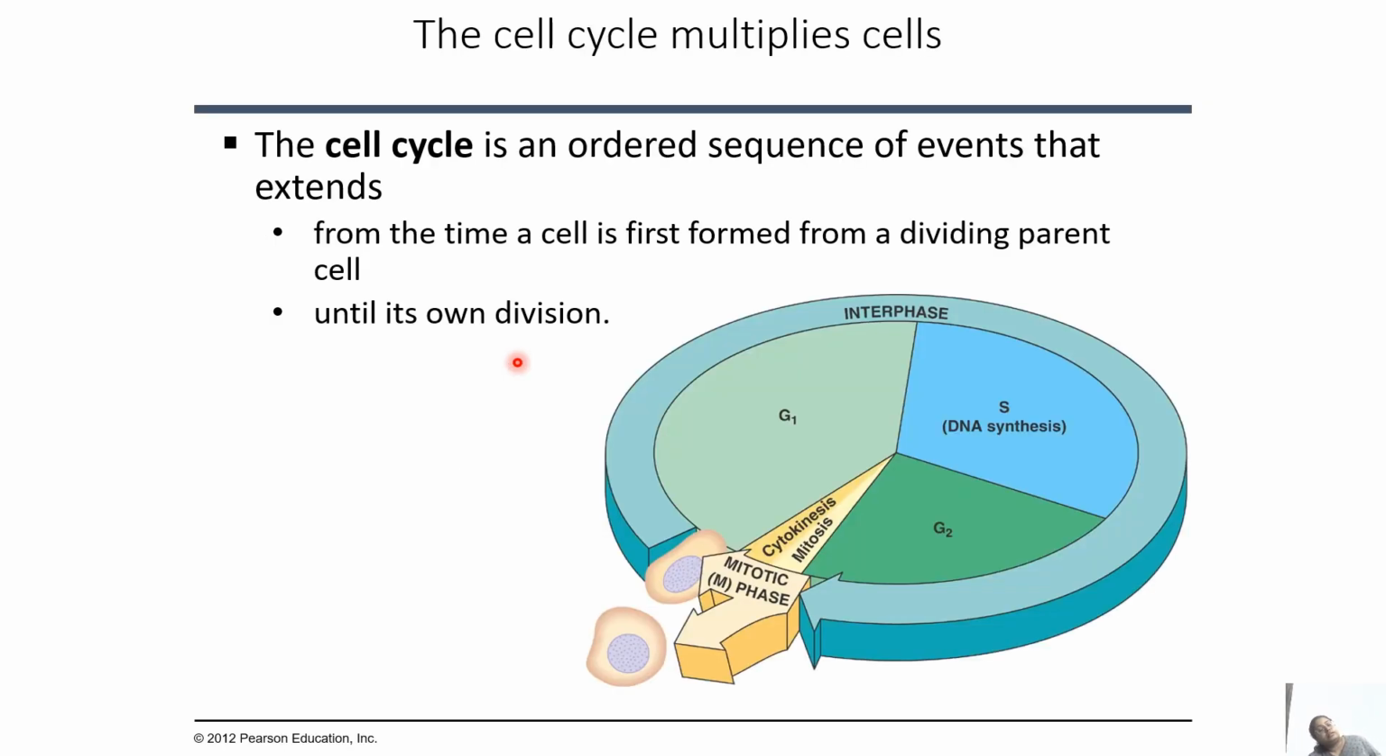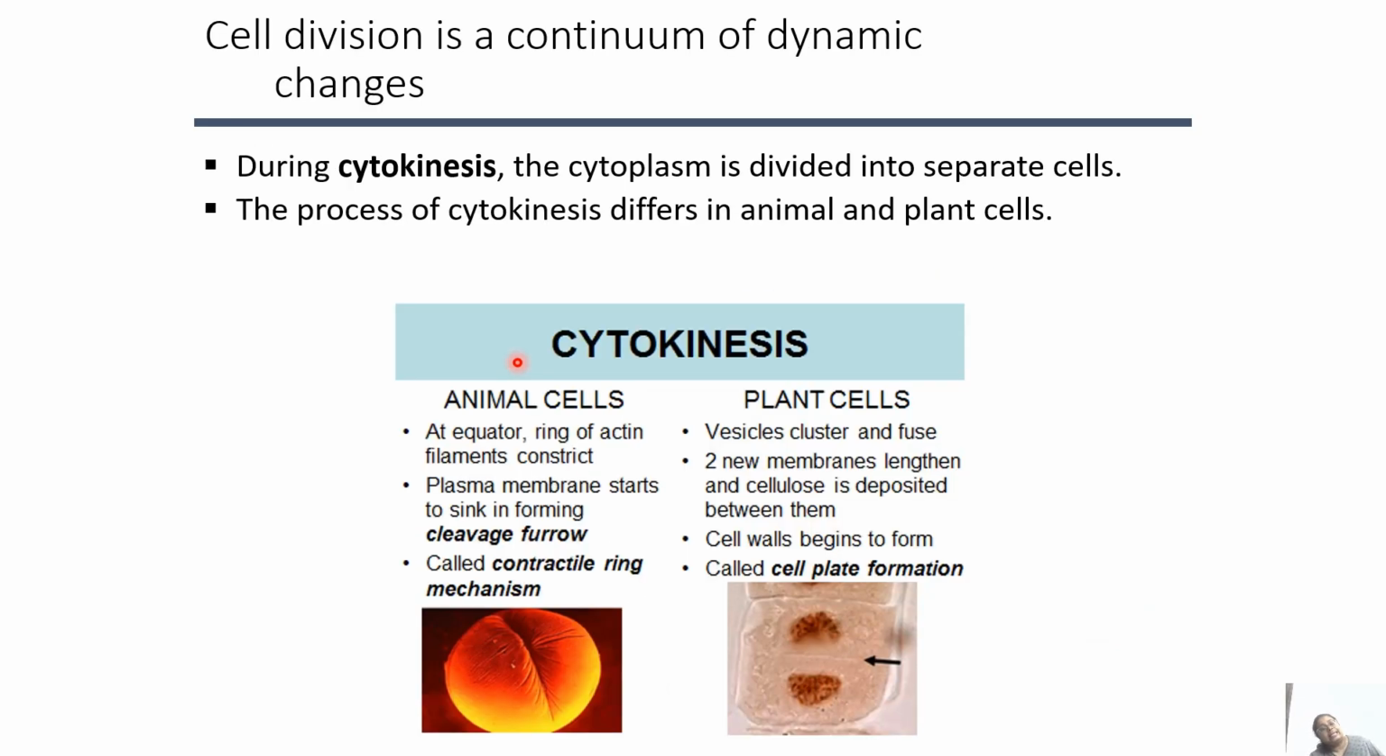So as we come to it, the cell cycle multiplies cells. Basically, it is an ordered sequence of events that extends from the time a cell is first formed from a dividing parent cell until its own division, right? And it's a continuum of dynamic changes. During cytokinesis, the cytoplasm is divided into separate cells, and the process of cytokinesis differs in animal and plant cells.